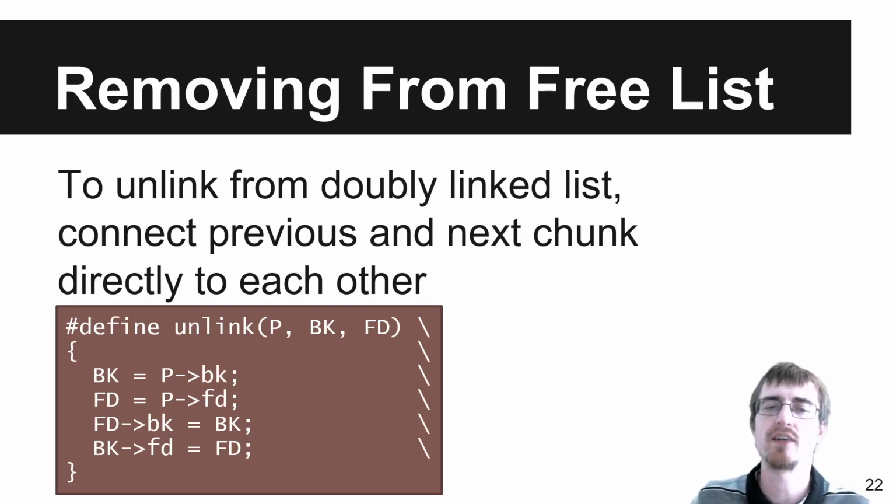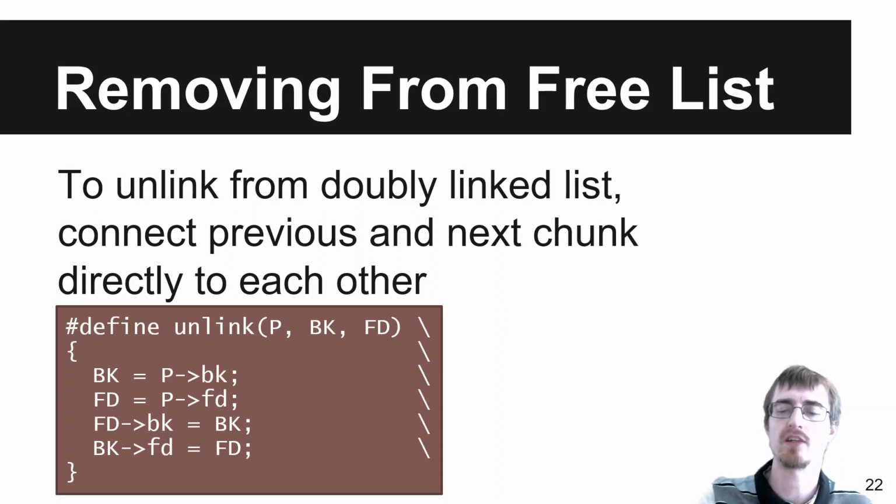So to remove an entry, what we need to do is to connect the previous and the next chunk directly to each other. Again, I copied the code straight from the implementation in the dlmalloc library. The implementation simply has temporary storage, those are the capitalized BK and FD, stores the pointers there, and then uses those to connect the previous block and the next block directly to each other in the free list, which means that the current block is left out and no longer in the free list.